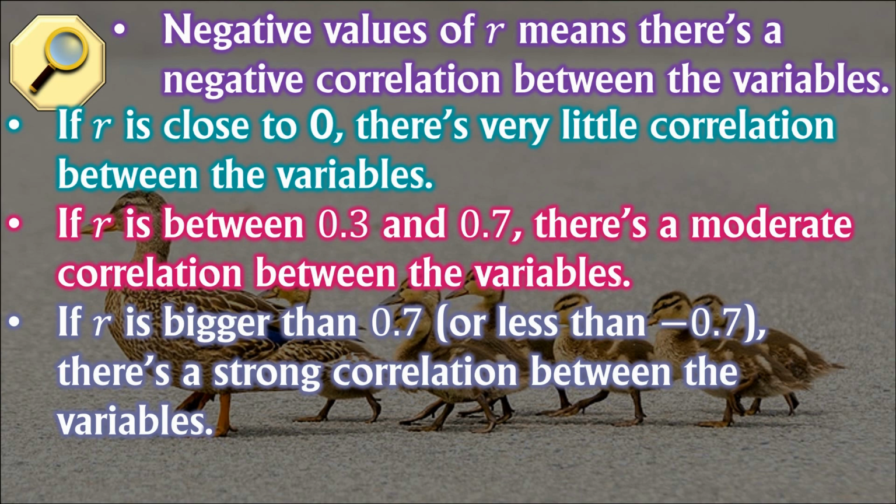The sign, positive or negative, of our correlation coefficient r is always going to agree with the sign of the slope of the regression line. They're both positive or they're both negative.